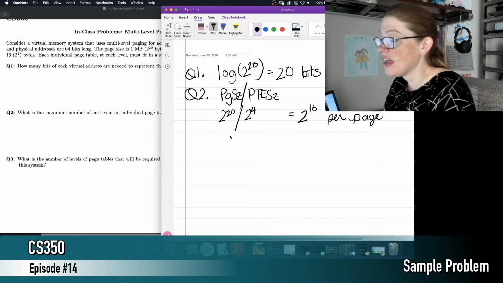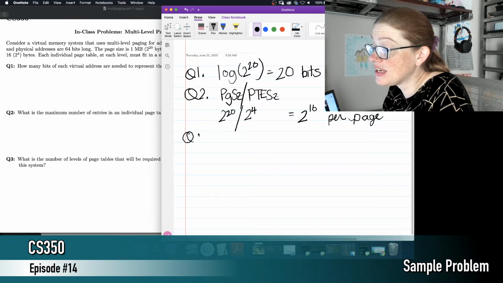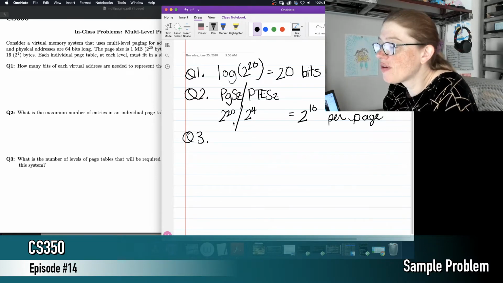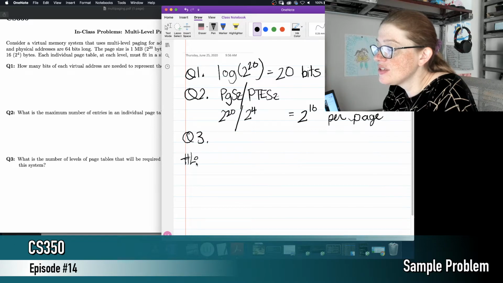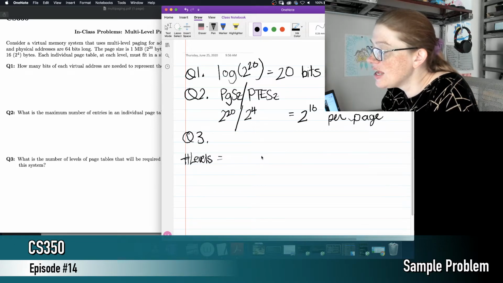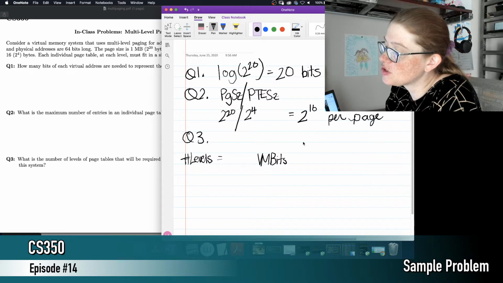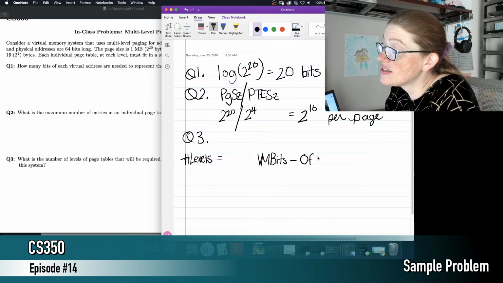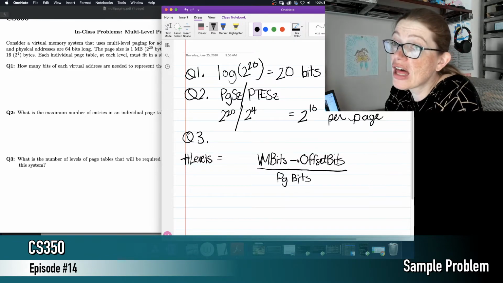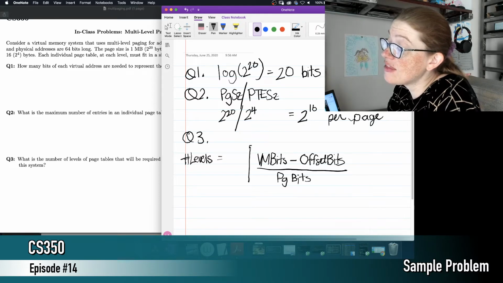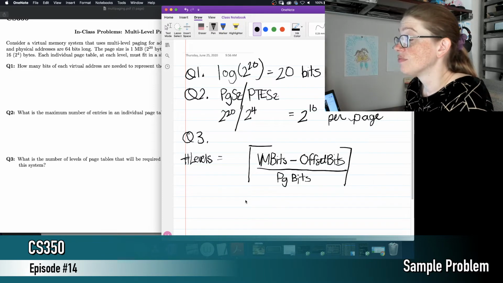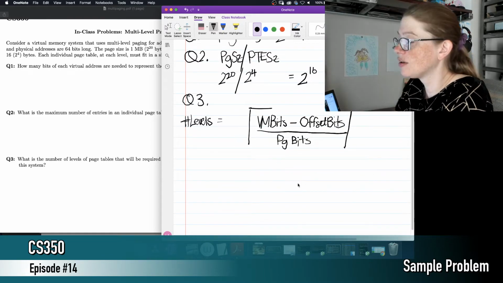All right. Now, question 3 wants to know how many levels we need. Well, if you had the formula from last class, the number of levels is equal to the number of bits we use for the virtual memory address minus the offset bits, divided by the page bits, which is just going to be the log of the number of entries that fit on the page, and then we take the ceiling of this. So let's actually do this little calculation here.